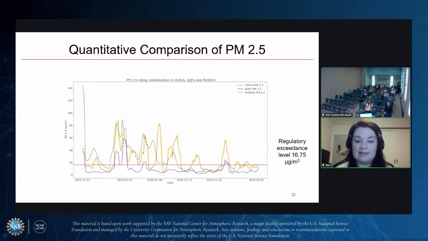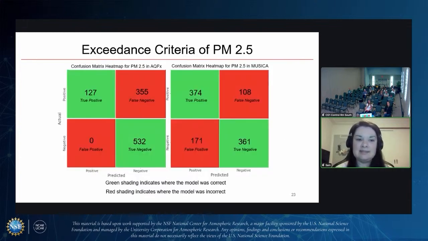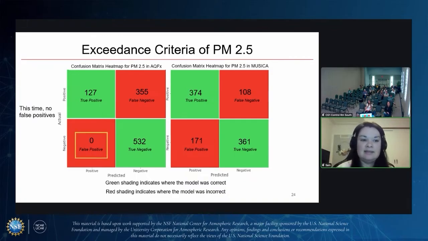Plotting them all again like this, and again using the New South Wales regulatory exceedance level of 16.75, we can do the same thing again. We can make the confusion matrix, determine when the model was correct and incorrect. And in this instance, the PM 2.5 data is a little bit more spread in between. And here we can see that there are actually no false positive events in the AQFX model. And that was mostly because the AQFX model underrepresented the PM 2.5 concentrations. So it rarely had a false positive, but it was more because all of the values were a bit lower than they should have been.